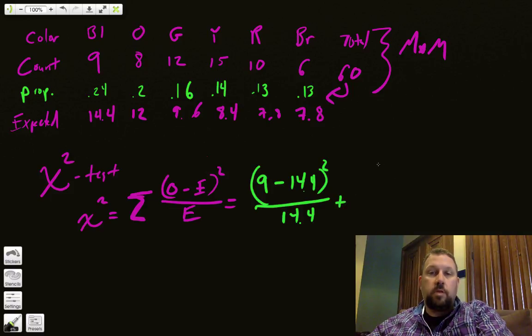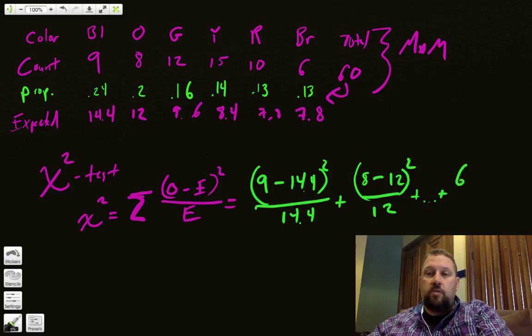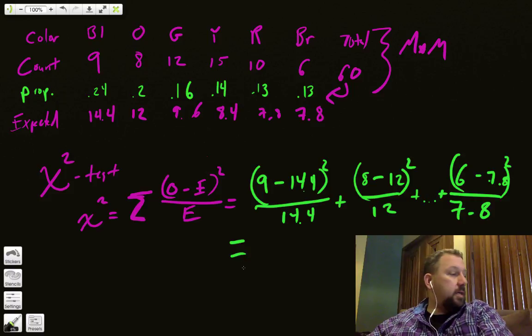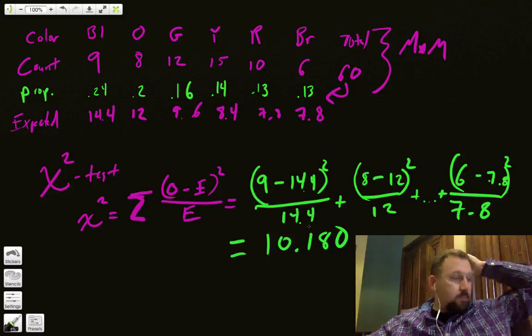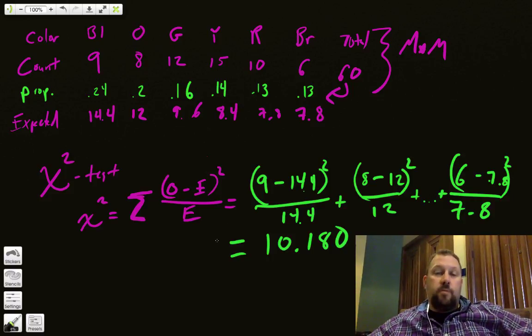plus, then you do the next one, 8, which is the observed for orange, minus 12, squared, divided by 12, the expected, plus dot, dot, dot, and you go to the last one. That's 6 for brown minus 7.8, squared, divided by 7.8. And I will get a chi-squared value of 10.180, which means nothing to you if you've been remembering. So this is my chi-squared value. Chi-squared is equal to 10.180.